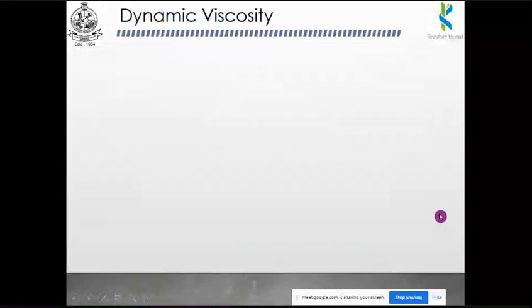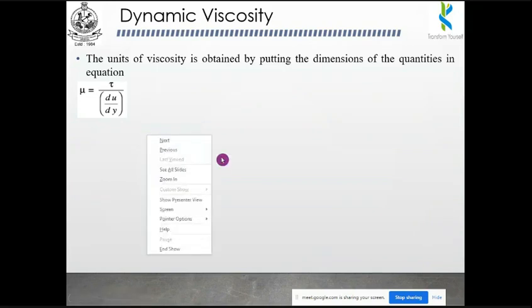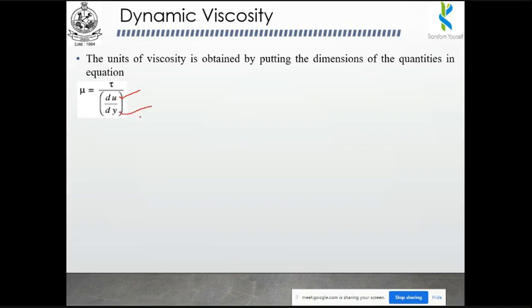Okay, so in this period, I will discuss dynamic viscosity and kinematic viscosity. The basic definition for dynamic viscosity, we know very well, is equal to the coefficient of viscosity. The formula is shear stress divided by shear strain, or else we can call it change in velocity towards change in distance.